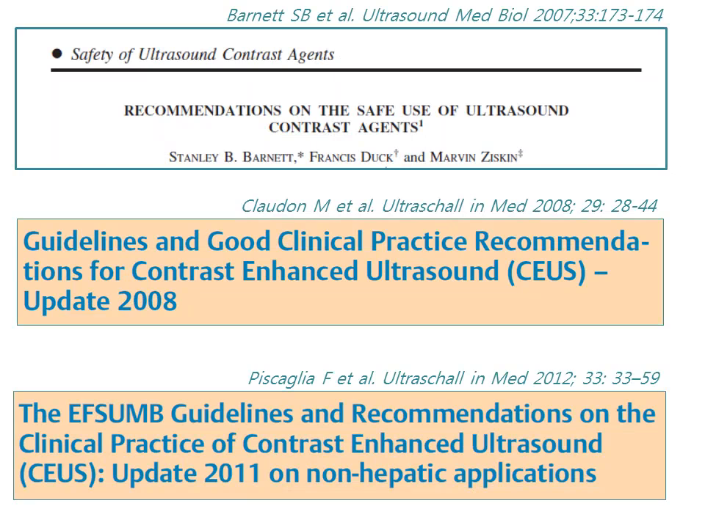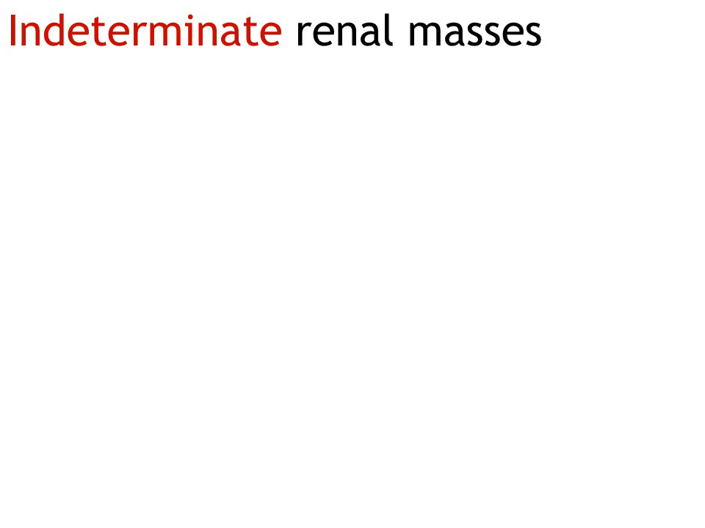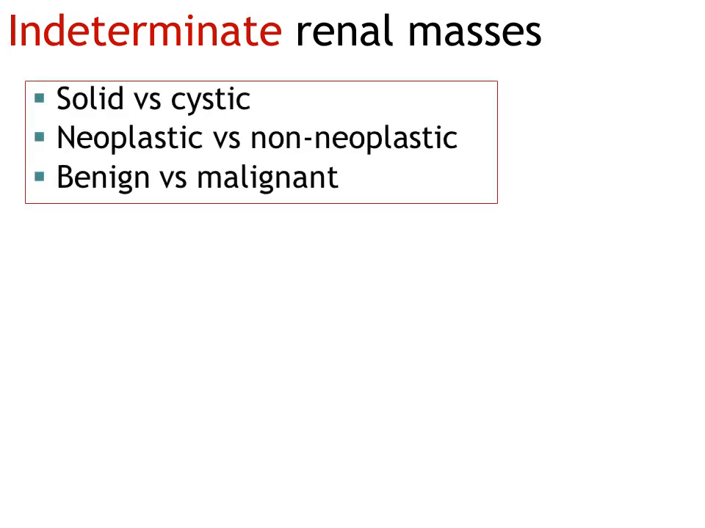Several guidelines were published regarding the use of contrast-enhanced ultrasound, and the best renal indication of CEUS is evaluation of indeterminate renal masses. Now back to indeterminate renal masses. What is the definition of indeterminate? That probably means indeterminate between solid and cystic, between neoplastic and non-neoplastic, and between benign and malignant.